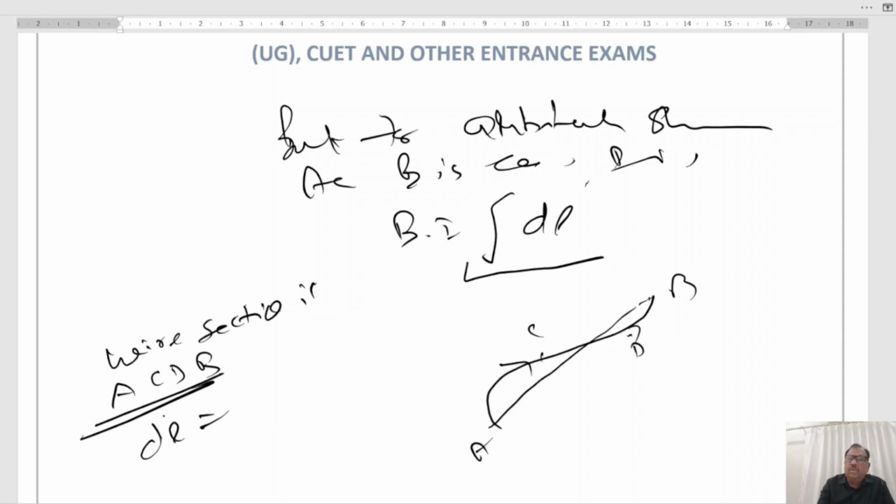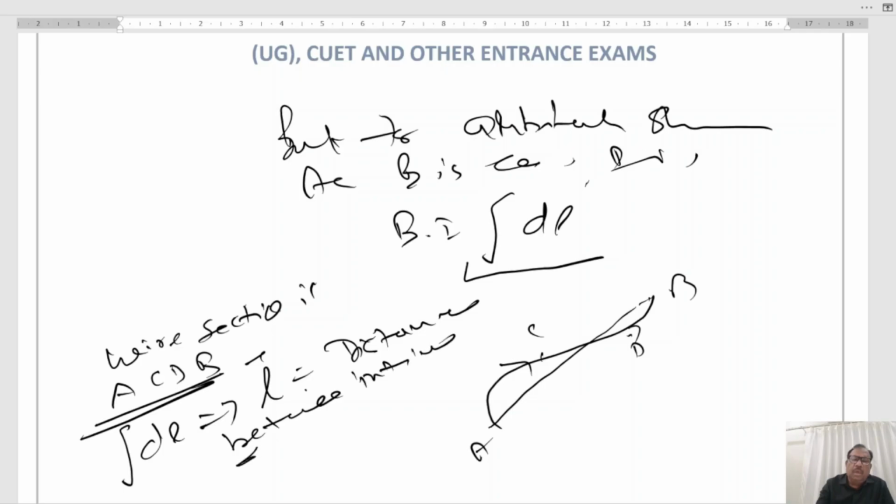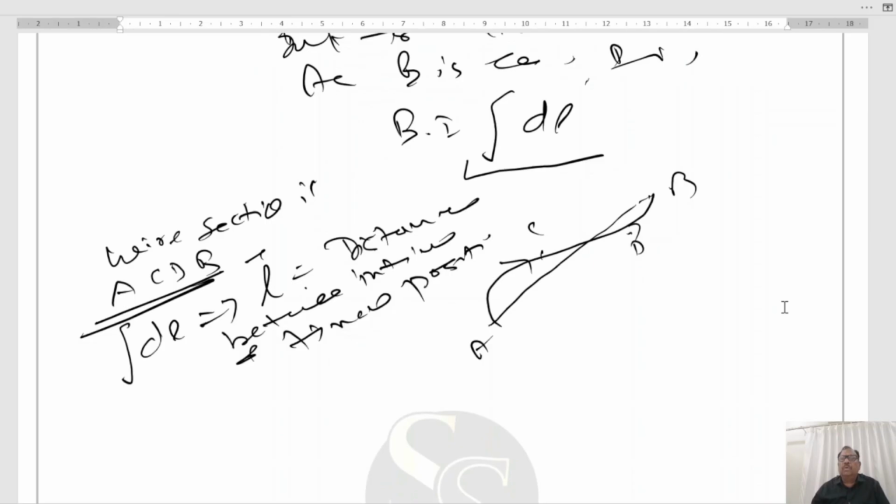The dl vector integrated will be equal to L, that is the distance between the initial and final position. Therefore, here the integral of dl will be equal to AB.